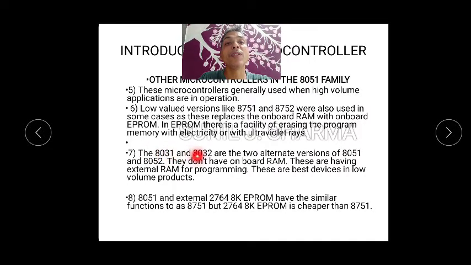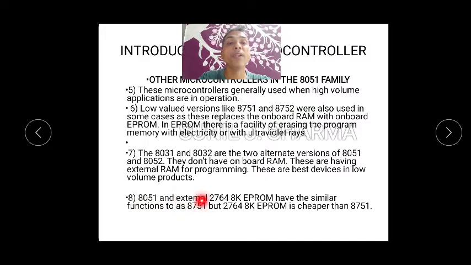Then 8031 and 8032 are two alternative versions of 51 and 52. They don't have onboard ROM, and RAM is at a different place. These have external memory for programming. These are the best devices in low volume products, whereas 8052 and 8051 are used in high volume products. The only difference is that they don't have built-in memory.